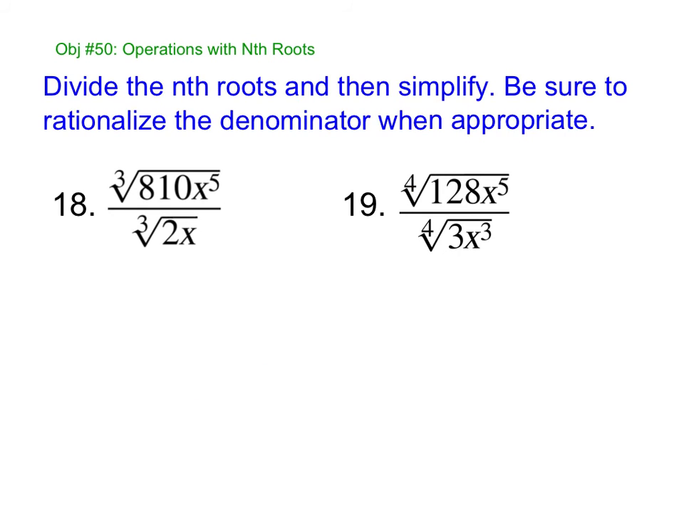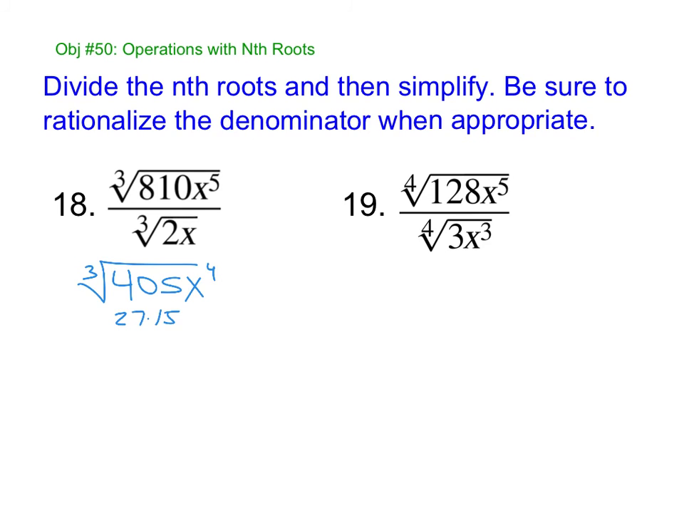All right, last one, division. See if you can get through these. The cubed root of 810 x to the 5th. So these divide nicely, and we get the cubed root of 405 x to the 4th. What perfect cube goes into 405? Let's see, I'm guessing it's 27. Yep, this is 27 and 15.